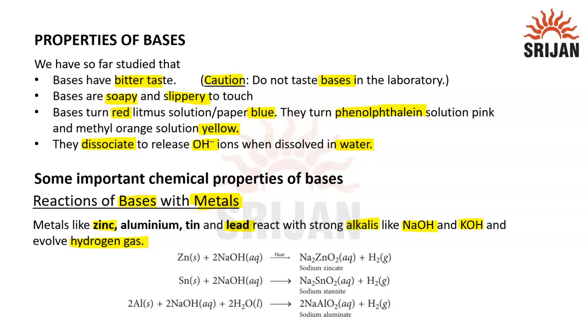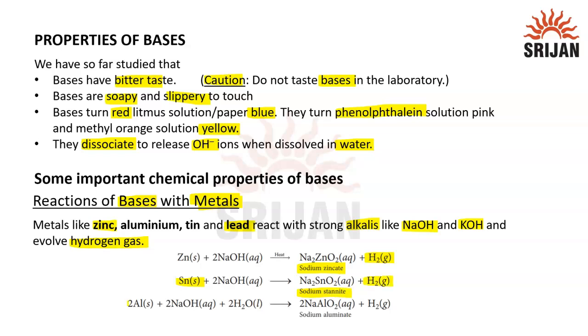Let's have a look at the first example, which is Zn(s), that is zinc solid. It reacts with 2 moles of NaOH, and what we get is a salt, sodium zincate, and again evolution of hydrogen gas. Similarly for tin, it will react with NaOH, and we will get sodium stannite, which is a salt, along with the evolution of hydrogen gas.